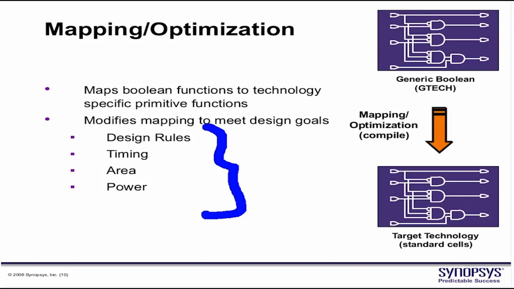So when it says it modifies mapping, the first pass synthesis will just map the generic Boolean. It will map it to a target technology, and then in the next pass it will start optimizing. It will start looking at your clock frequency. It will start looking at the timing, which is given in the library files. It will start looking at the area of the design. It will start optimizing the design for all these 4 parameters.